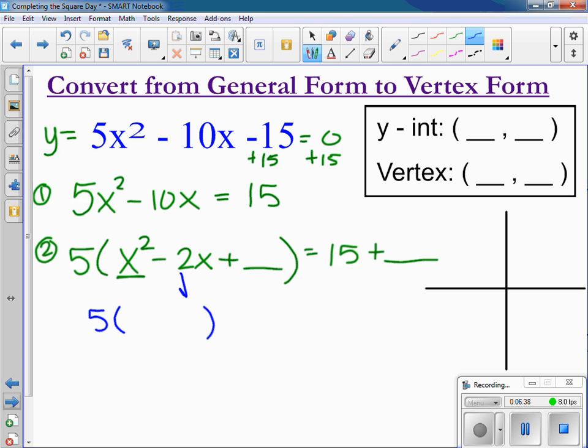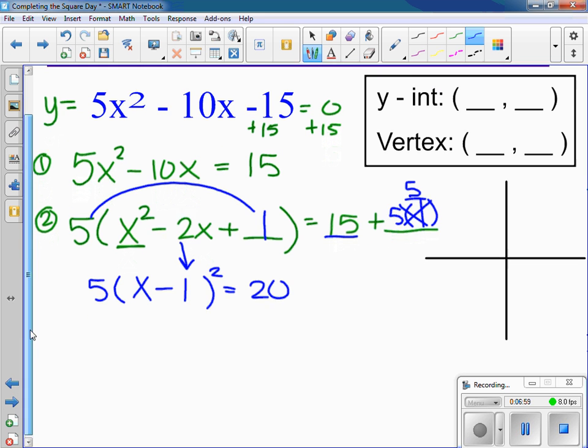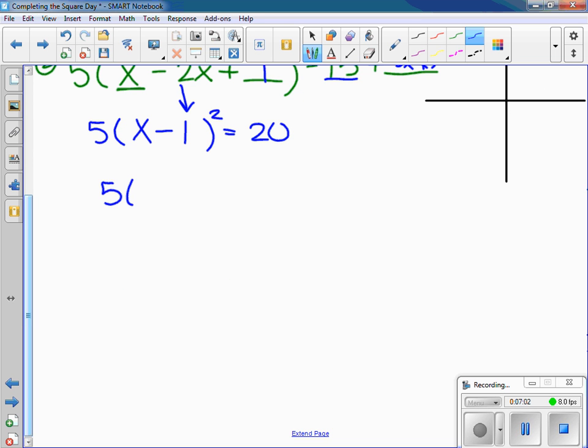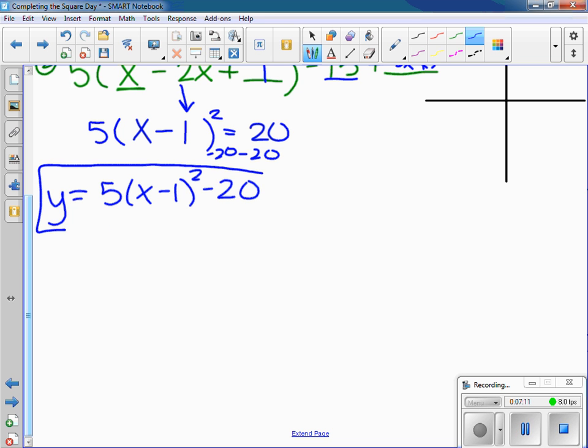We take half of 2, which is negative 1. 1 squared is 1. Now remember, I didn't just add 1 over here. I added 5 times 1, which is really 5. Okay, so 15 plus 5 is 20. And now I'm almost there. My final answer is going to be, I'm going to minus the 20 back over. And I need y equals, because now I have it in vertex form. My vertex is at positive 1, because it's the opposite inside, negative 20.